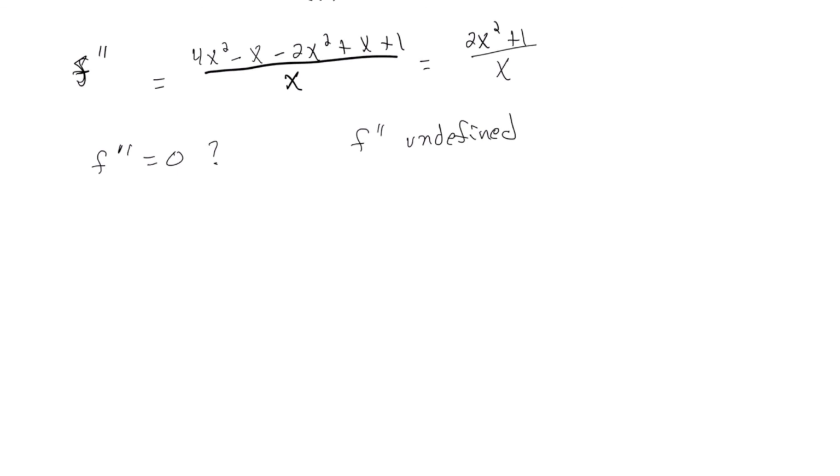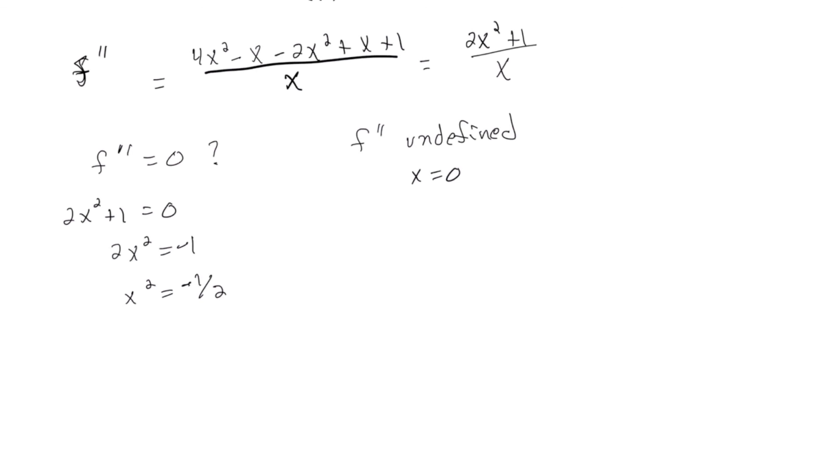So I see in this case, where is f double prime equal to 0? That's actually going to be never, because where is x squared equal to a negative number? Never. At least not in the real number system. And then where's f double prime undefined? And that's going to be only at x equals 0.